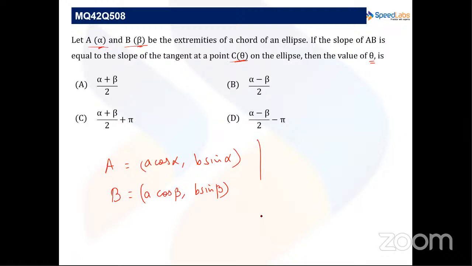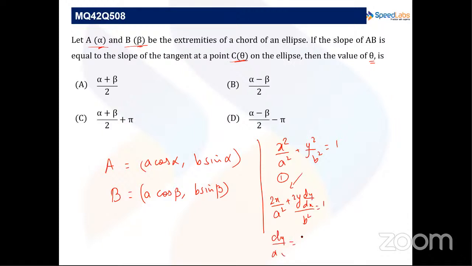Now, if we are having the equation of ellipse x square by a square plus y square by b square equals to 1, and we need to find the slope of tangent at any point, then you are having different methods. First method, you can differentiate it. On differentiating, you will get 2x upon a square plus 2y into dy by dx upon b square equals to 0. So dy by dx will be equal to minus x upon a square into b square by y.